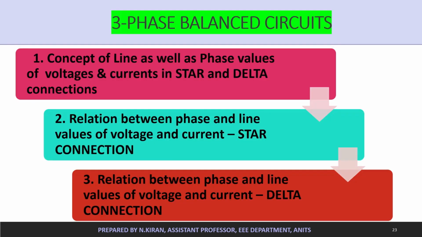So, three-phase balanced system. In the three-phase balanced system, these are the concepts that I will cover: the concept of line values as well as phase values of both voltage and current in star as well as delta connection. We are going to derive the relation between the phase and line values of voltage and current in star connection as well as in delta connection.